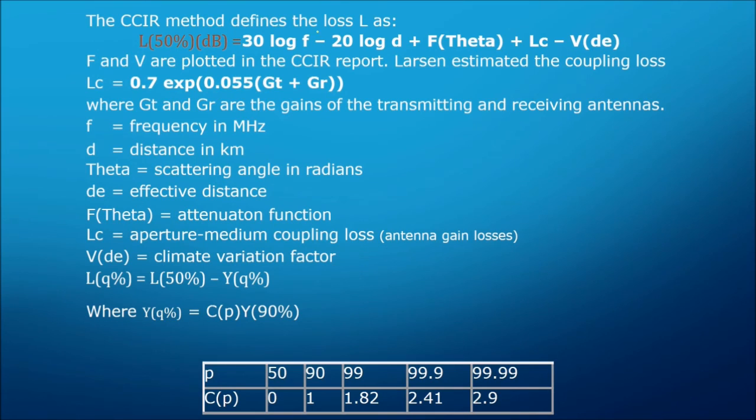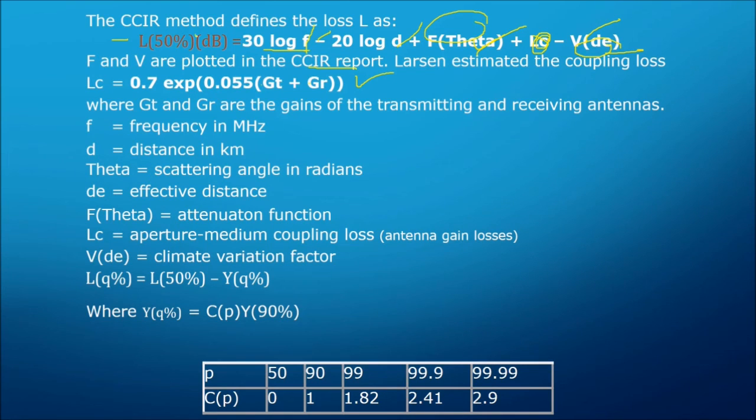The CCIR method defines the loss like this: 30 log F minus 20 log D plus F(theta) plus LC minus VDE, where F and V are plotted in the CCIR report, and Larsen estimated the coupling loss LC to be of this order, where GT and GR are the gains of the antenna. F is the frequency, D is the distance in kilometers, theta is the scattering angle in radians, DE is the effective distance, F(theta) is the attenuation function, LC is the aperture-to-medium coupling loss, and VD is of course the climate variation factor.